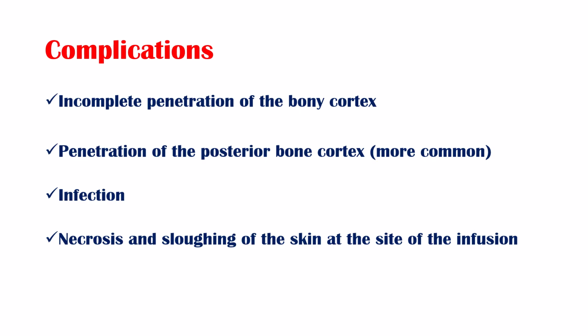Possible complications of intraosseous cannulation include incomplete penetration of the bony cortex, penetration of the posterior bony cortex, which is more common, infection, necrosis and sloughing of the skin at the site of infusion. This occurs especially when drugs such as adrenaline and calcium pass into the tissue.